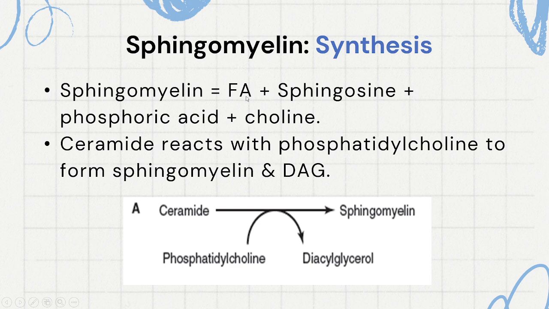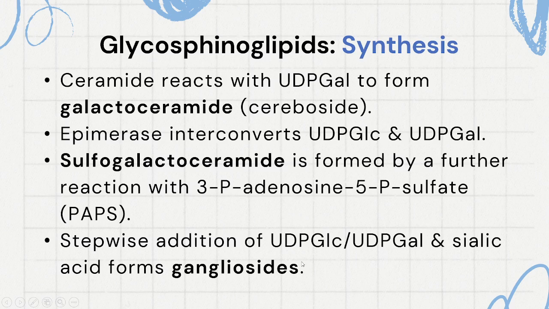Sphingomyelin consists of a fatty acid plus sphingosine plus phosphoric acid plus choline. So to synthesize sphingomyelin, we can use the parent molecule ceramide. It will react with phosphatidylcholine, and the phosphocholine will replace the hydrogen of the ceramide, and we will get sphingomyelin plus diacylglycerol.